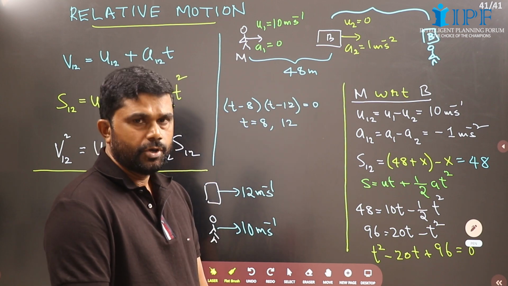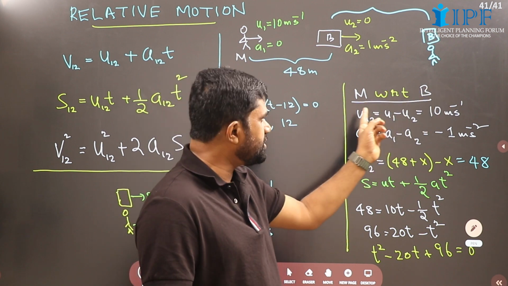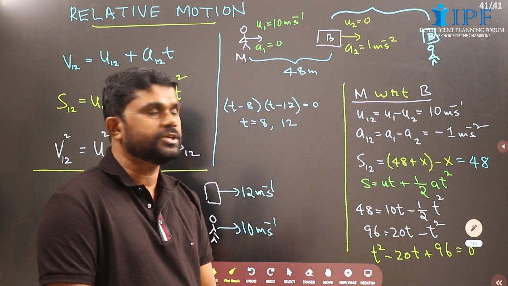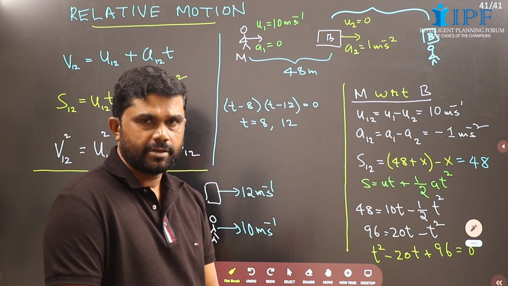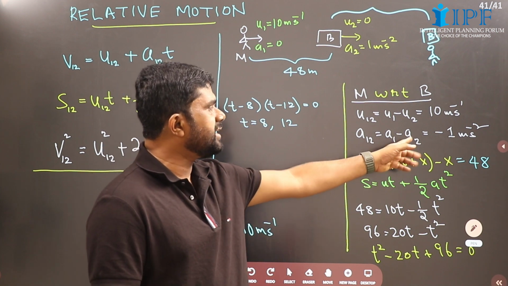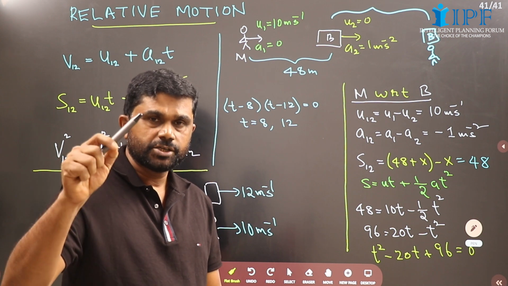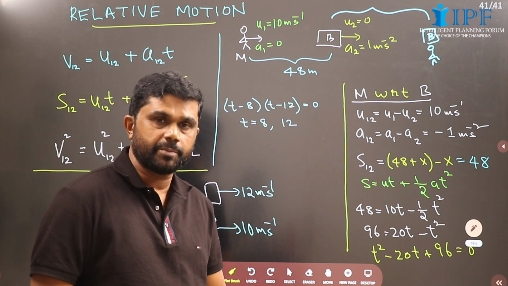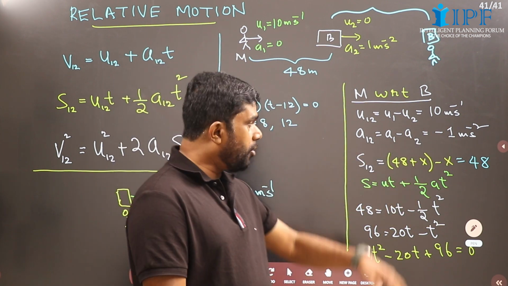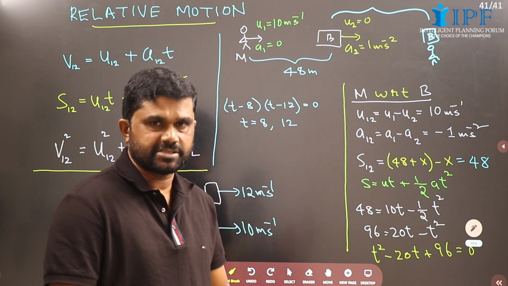What is the initial velocity of the man with respect to the bus? It is u12, meaning u1 minus u2 by definition. So it is 10 minus 0, equal to 10 meter second raised minus 1. And the acceleration of 1 with respect to 2 is the acceleration of 1 minus the acceleration of 2. The acceleration of the man is 0 and the acceleration of the bus is 1, so the relative acceleration will be 0 minus 1, which is minus 1 meter second raised minus 2. So all the quantities here are relative to the man when the bus is taken as the reference.